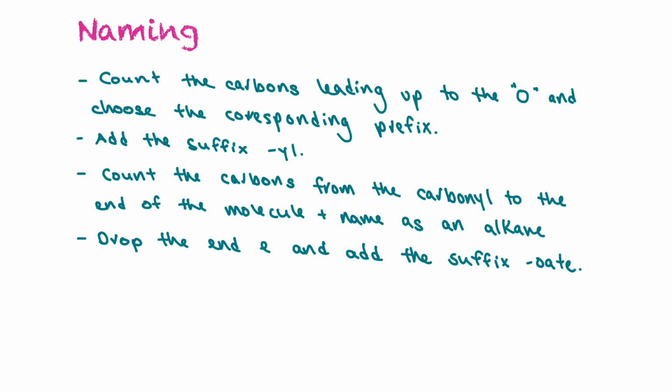So there's a little bit more work in naming an ester. So the first thing you do is you count the carbons leading up to the oxygen in the chain, and you choose the corresponding prefix, and then you add the suffix yl, and then you count the carbons from the carbonyl to the end of the molecule and name as an alkane, and you drop the end E and add the suffix oate.